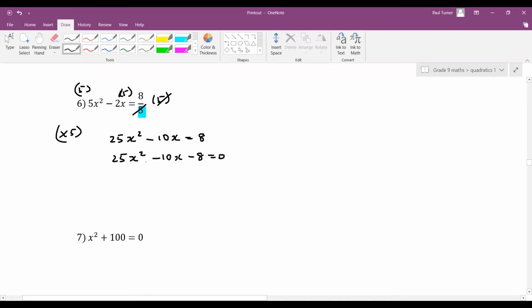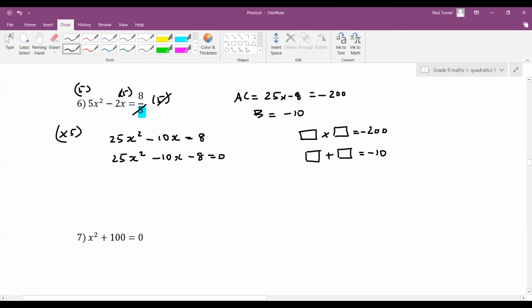So this one's a little bit harder because the numbers are quite large, and we can't factorize anything else out here to make them smaller. So AC is going to be 25 times minus 8, which is minus 200. And B is minus 10. So we want two numbers that multiply to be minus 200 and add to be minus 10.